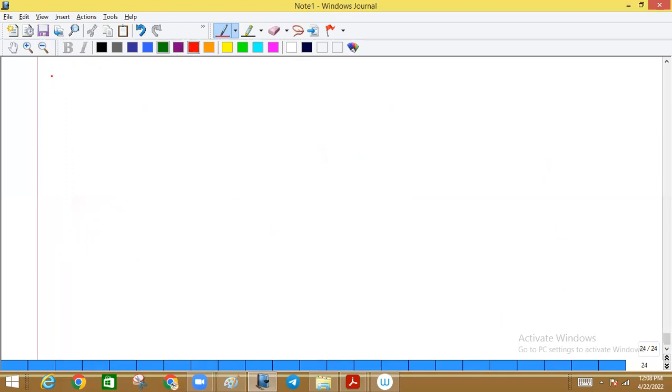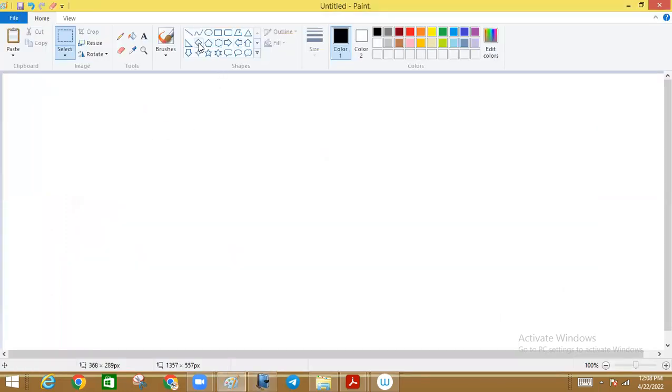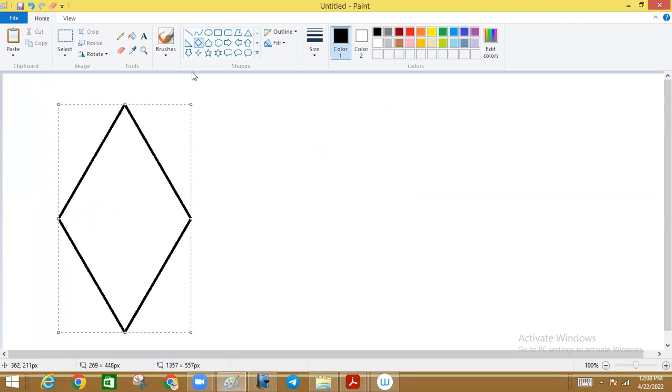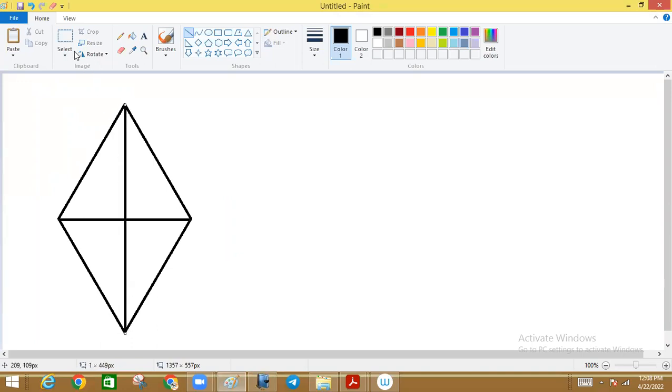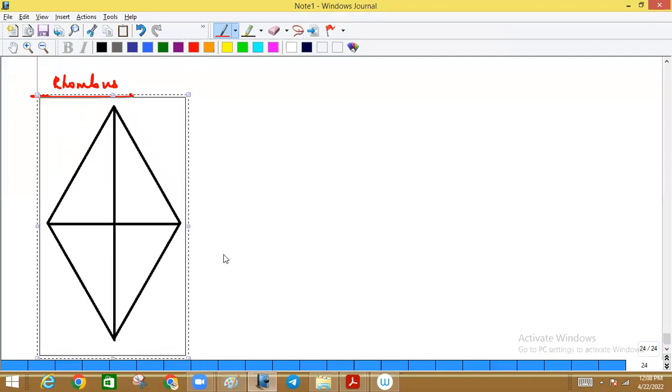Next, I'll take a rhombus. What is the main difference between a rhombus and a square? In a square, adjacent sides are perpendicular, whereas in a rhombus, adjacent sides are not perpendicular. Here sides are equal, so you can say sides are equal only. In a square also sides are equal, in a rhombus also sides are equal. Therefore, all squares you can call rhombus also, because a square satisfies the properties of a rhombus, but a rhombus does not satisfy all the properties of a square. So you can call a square a rectangle, you can call a square a rhombus.